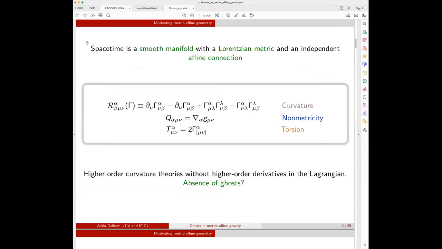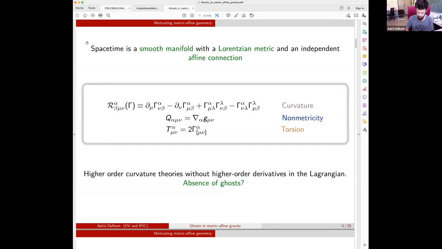Now we see, yes. Okay, so as I was saying, in this theory the space-time is a smooth manifold with a Lorentzian metric and an independent affine connection. There are classical results regarding higher order curvature theories, which say that they would generically propagate ghost degrees of freedom due to the Ostrogradsky theorem, because there are higher order derivatives in the Lagrangian. This is due to the fact that the Riemann tensor in the metric framework has second order derivatives of the metric, so unless one considers some special combination, Ostrogradsky instability would be present. On the other hand, in the metric affine framework, the Riemann tensor only has first order derivatives of the connection.